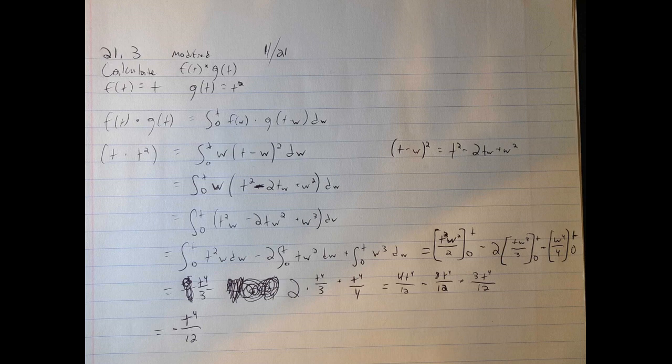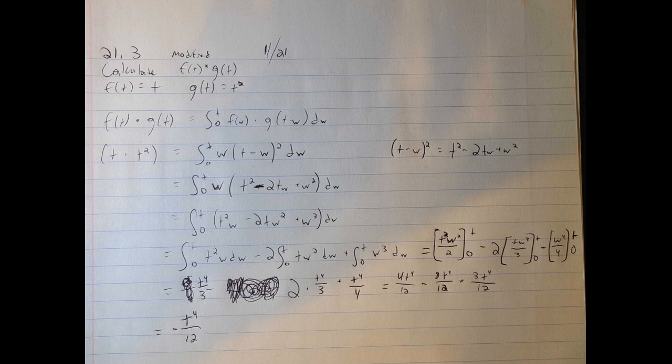So there's a convolution theorem here. On homework 21, it's problems 1 to 4, and wants to calculate f of t times g of t. There's a lot of different problems here, 1 to 4. So I did f of t equals t, and g of t equals t squared. In the notes, we have this equation: h of t equals f of t times g of t, which equals the integral, using w now, from 0 to t, of f of w times g of t minus w dw.